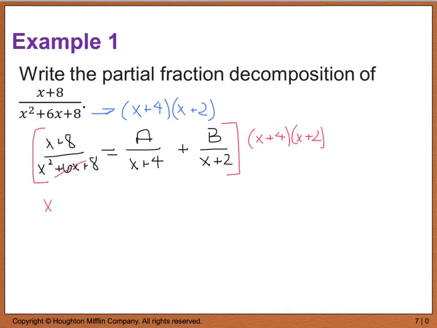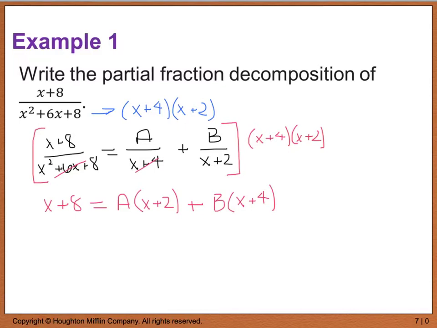And that's going to leave us with x + 8 equals, when I multiply this right here by my A term, my x + 4s are going to cancel, and that's going to leave us with A times (x + 2). And then I'm going to distribute that common denominator onto my B term. Well, the x + 2s are going to cancel out, and I'm going to be left with the (x + 4) term.